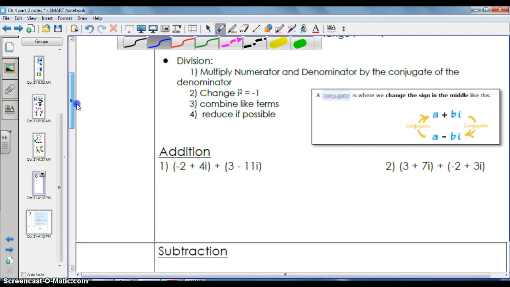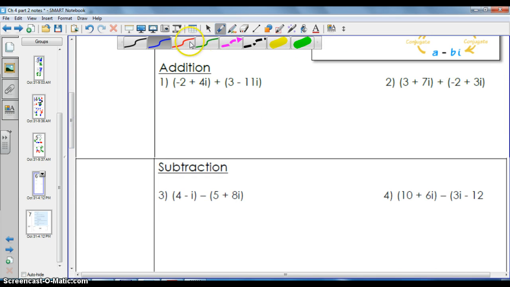So let's go ahead and start off with addition. Remember, addition is the combining of the like terms. So we can only add those things that are alike, meaning real with real and imaginary with imaginary. So combining those like terms, we add the -2 and the 3 to get 1. We add the 4i and the -11i to get -7i. So go ahead and try this next one on your own.